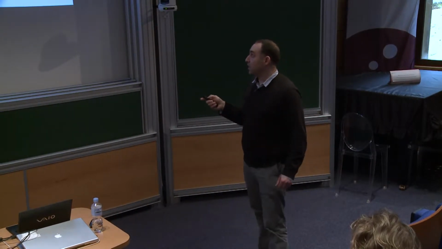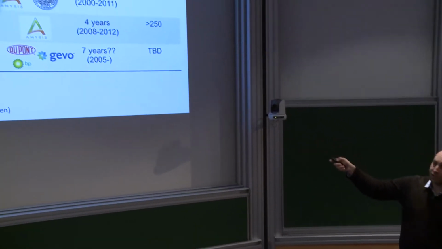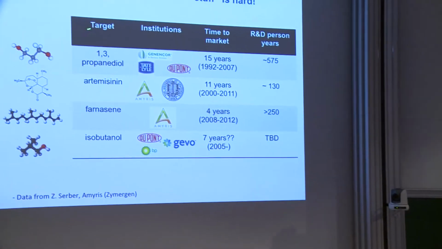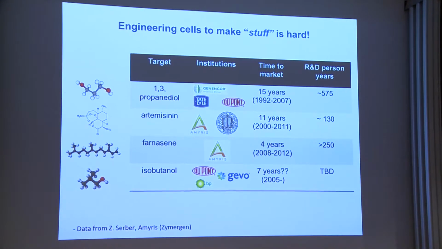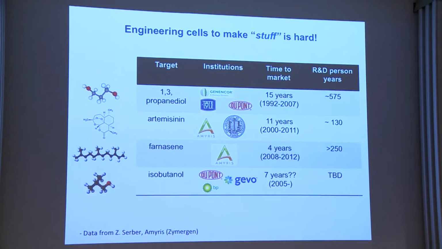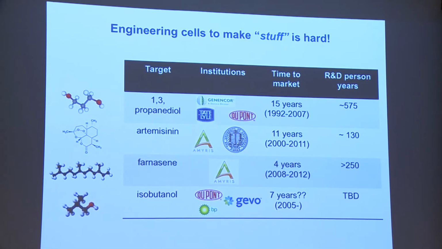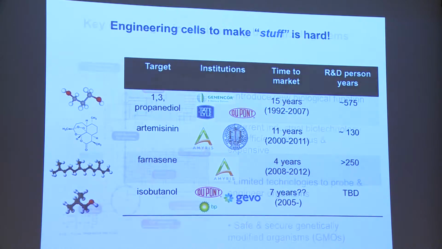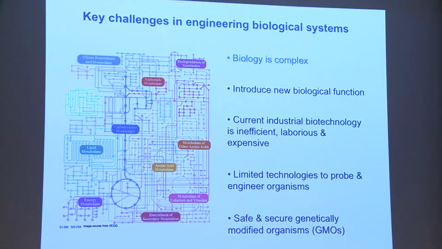So in brief, one thing I want to impress upon you is that engineering cells to make stuff, whether it's 1,3-propanediol or scores of other things that we've heard about throughout the course of this week or in the news, takes a tremendous amount of time and effort and resources to get there. So this sets the stage for how we think about some of the key challenges in engineering biological systems.